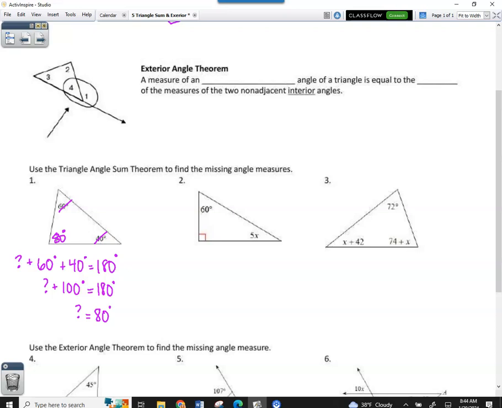So if the total is 180, what can I subtract off? All right, if I take 180, go to my calculator, 180 minus 60, that leaves me with 120. What else can I subtract off? This little square means 90, so I can go back to my calculator. I have 120 in my calculator. Let me actually pull mine up and I'll show you.